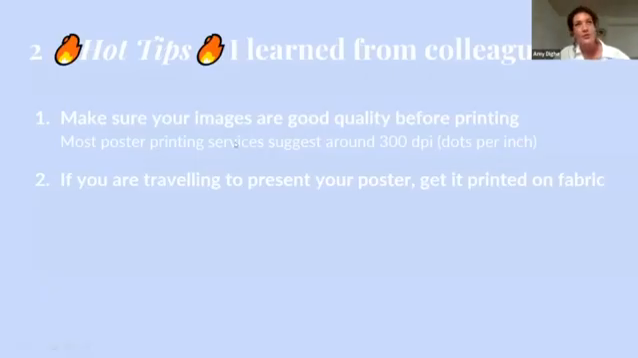Even though an image can look clear on your screen, once it's printed really big, if it was a low resolution image, it can look quite blurry. Most printing services suggest you want your images to be around 300 dots per inch. So if you go to your figure on your computer, right click and look at the properties, you can see what resolution the figures are. If they're much lower than 300, you might want to consider getting or saving a better quality figure.